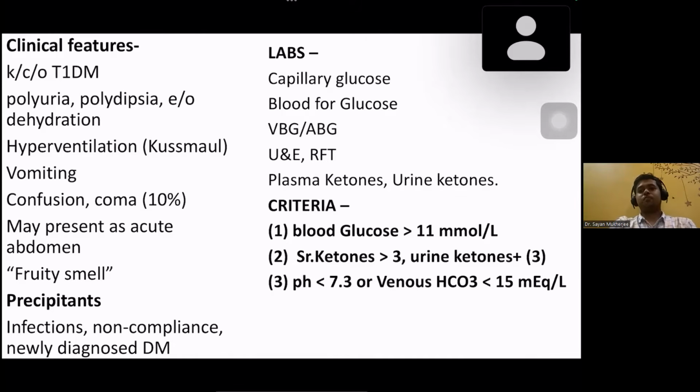Sayan, you can go ahead. All right. The third thing that we will cover in endocrine and diabetes especially is hypoglycemia. It's very commonly encountered in the emergency room.